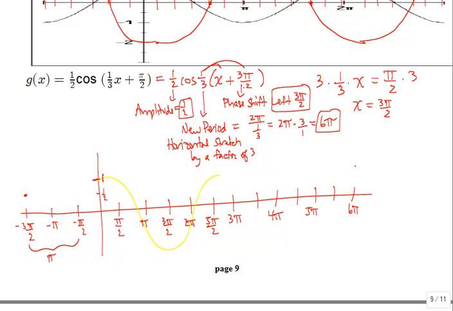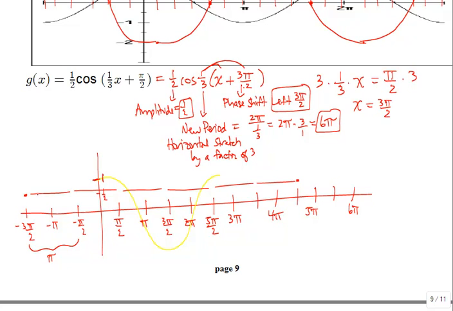Now I'm not going all the way to 6 pi because I didn't start at 0. I started over to the left. So I need to go 6 pi from this starting point. So here would be 1 whole pi, and then 2, 3, 4, 5, 6. So 6 pi stops me right here.